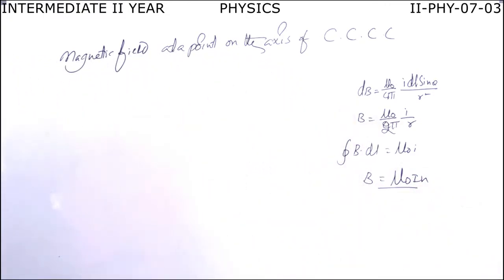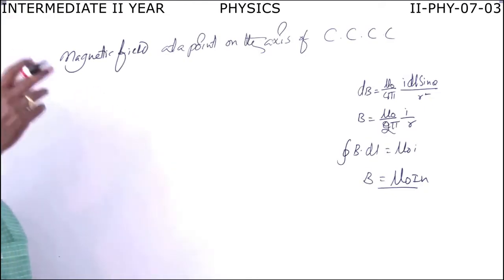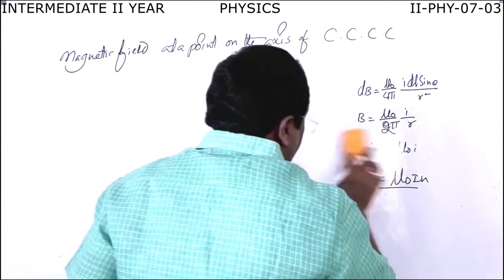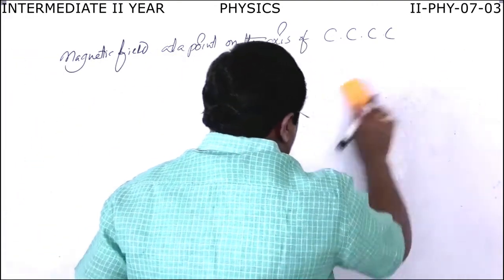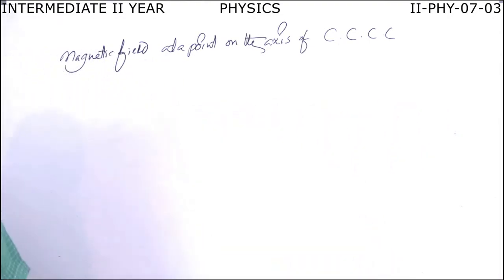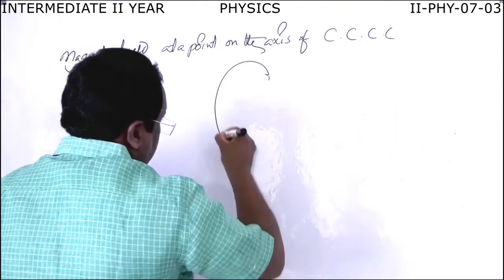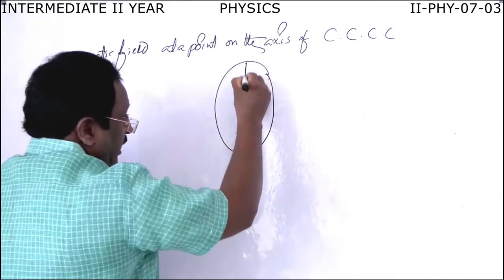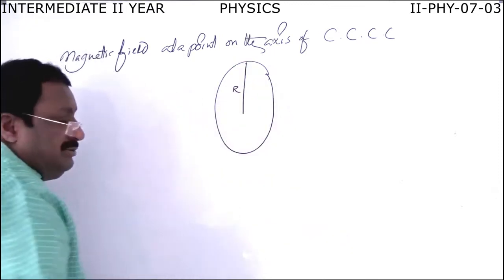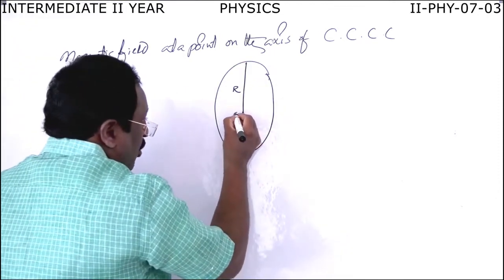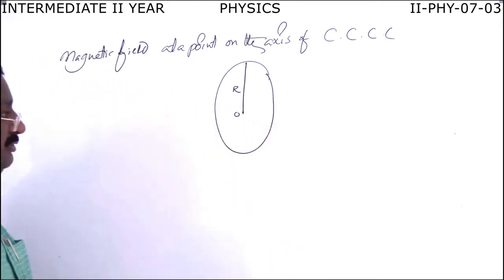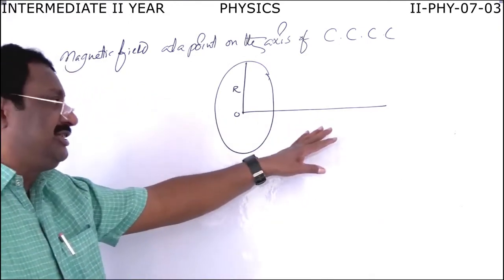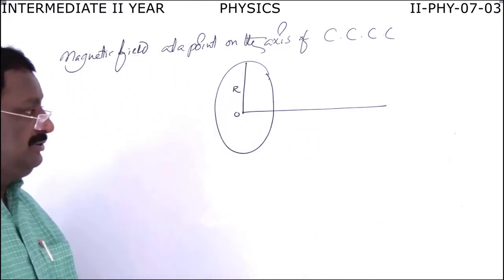So now we are going to study the magnetic field due to the current carrying coil. Let us consider a circular coil. The radius of the coil is capital R. Let O be the center of the coil. This is the axis of the coil. This axis is perpendicular to the plane of the coil.